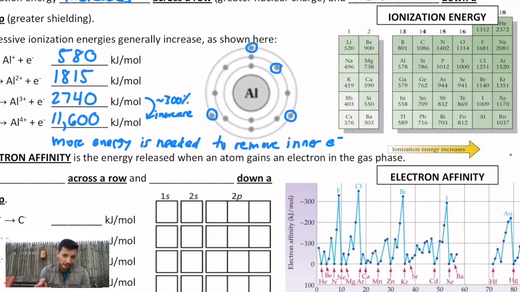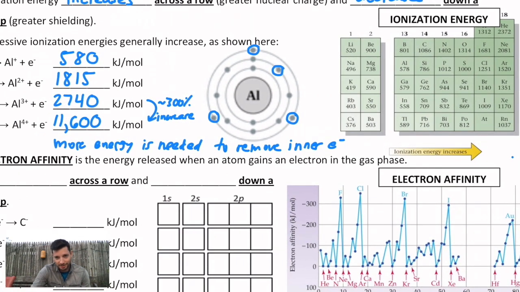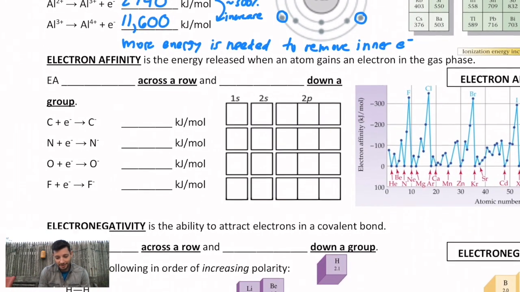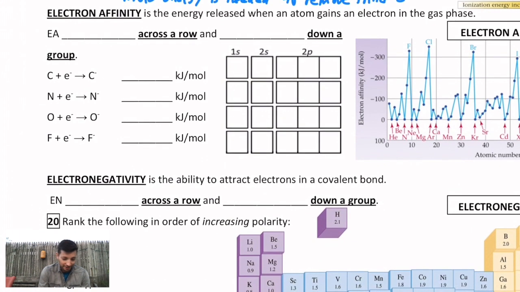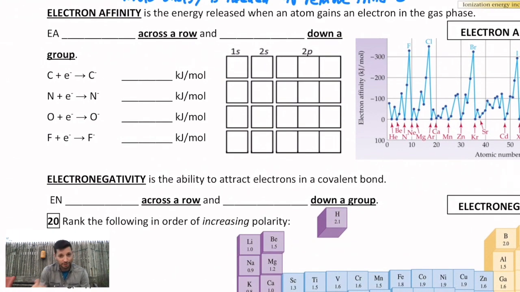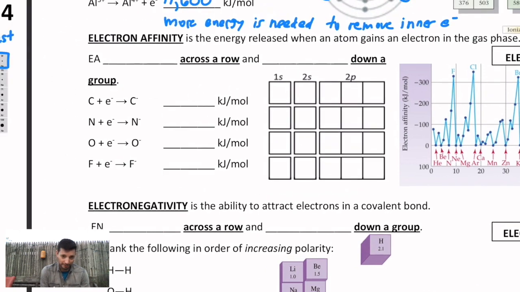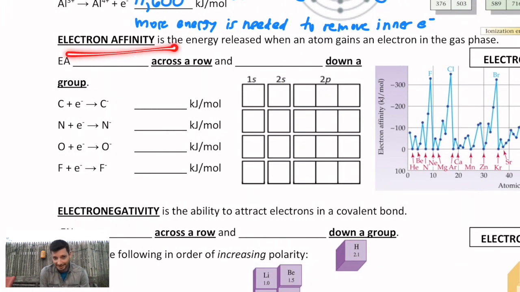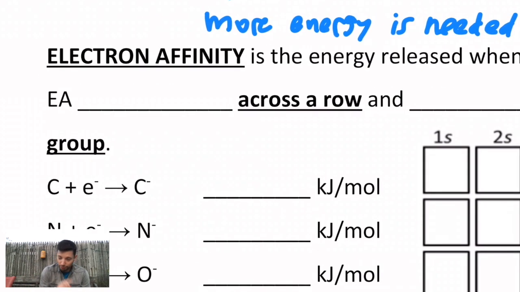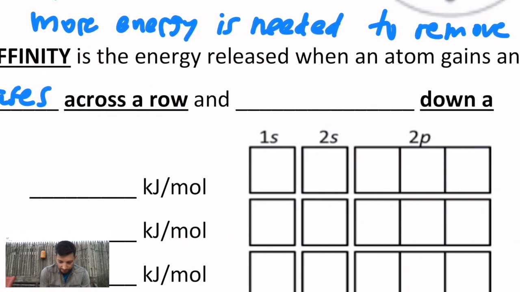So that's the energy required to lose an electron. What about the opposite? What if I want to add an electron? That also involves energy. It doesn't require it. It actually releases energy. This is called the electron affinity, and it's how much energy is released. These are almost always exothermic when an atom gains an electron. So electron affinity, in general, we're still talking trends, increases across a row, and it decreases down a group.